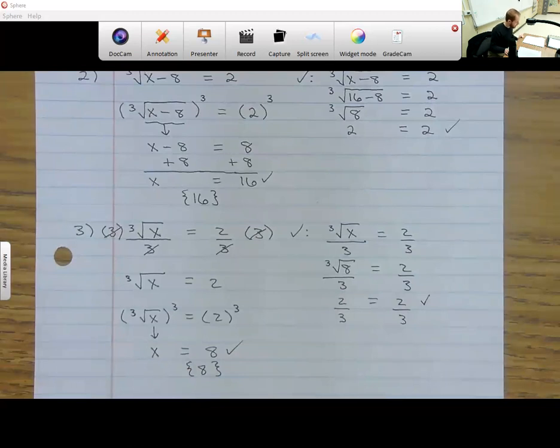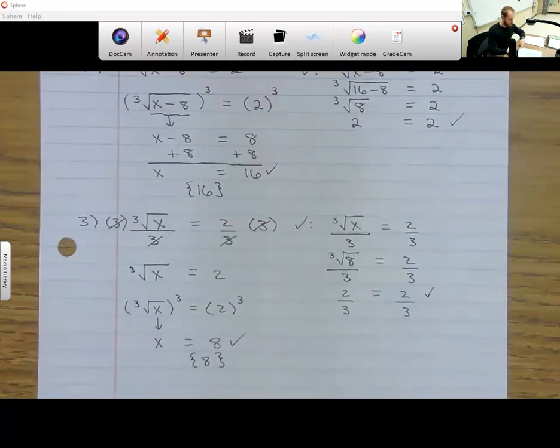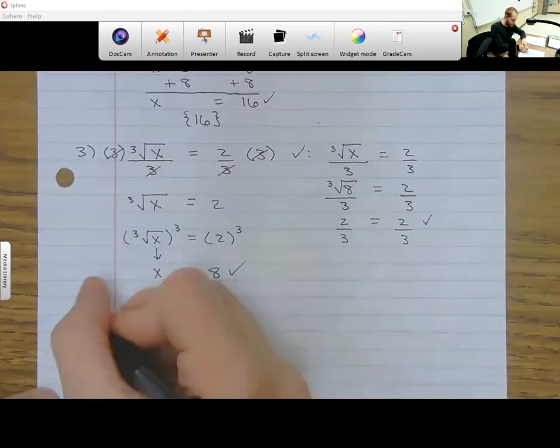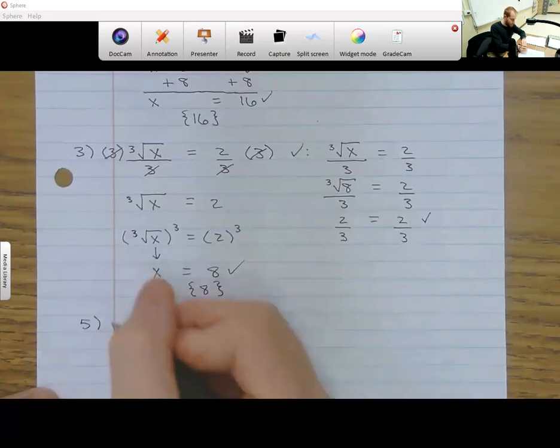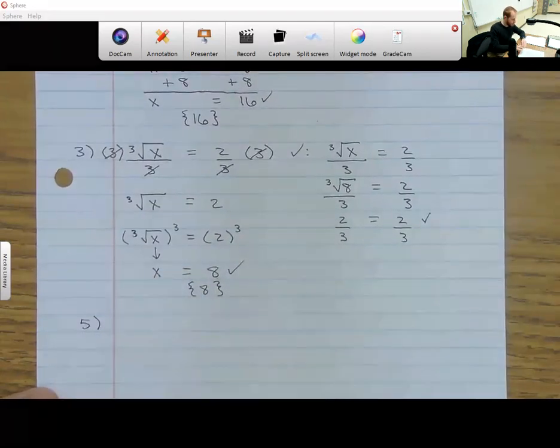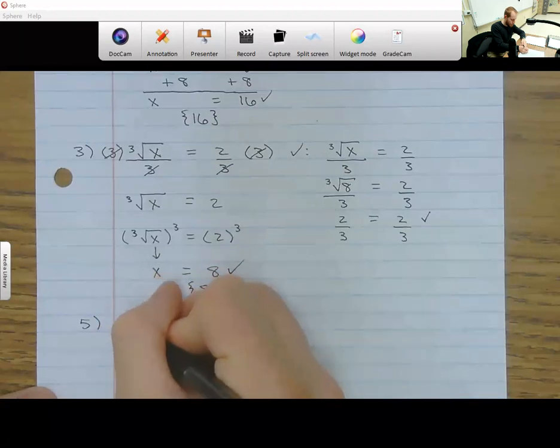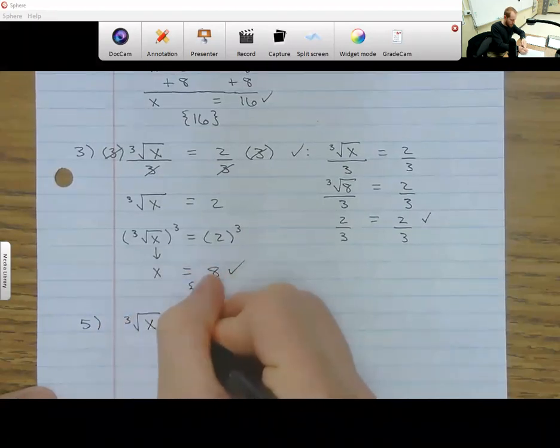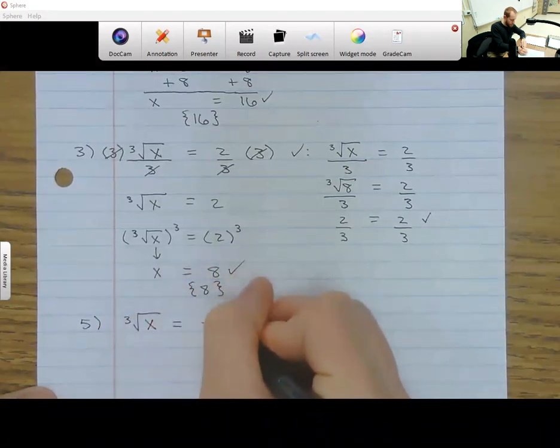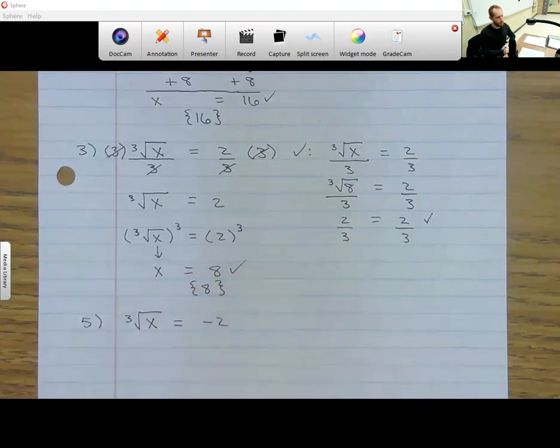All right. So now I'm going to skip to number 5 because that's when the next cube root question is. So we're going to do 5 next. 5 on the problem set. Okay, so number 5 says cube root of x is equal to -2. Okay, so I've got the cube root of x is equal to -2.